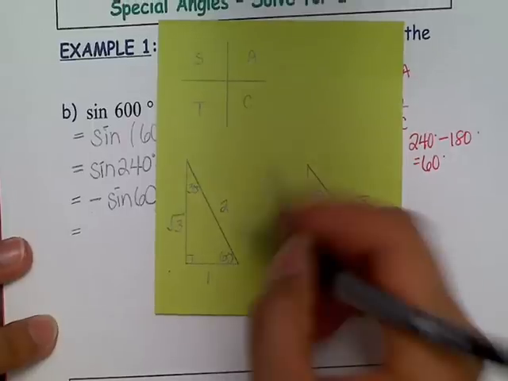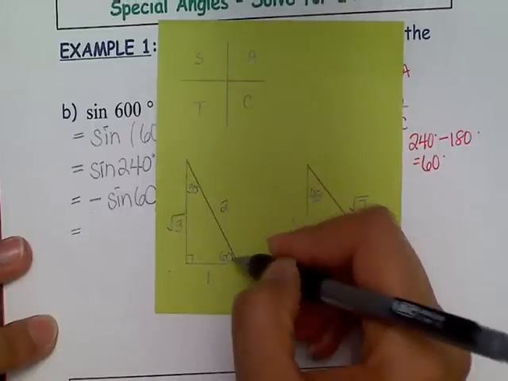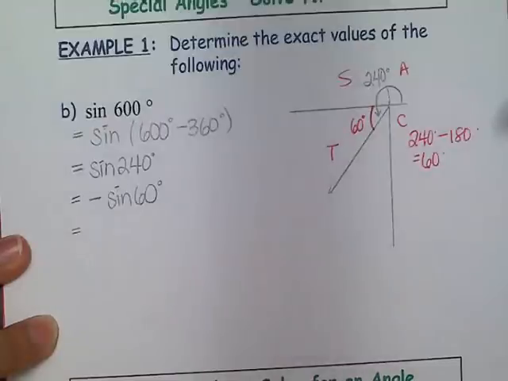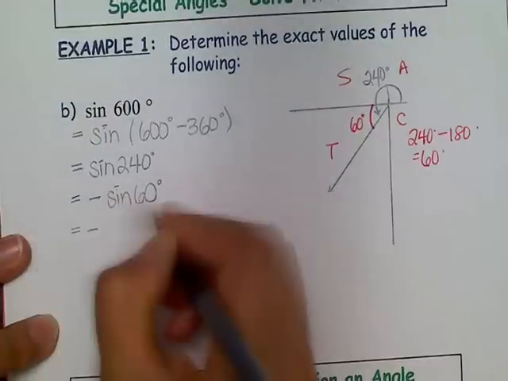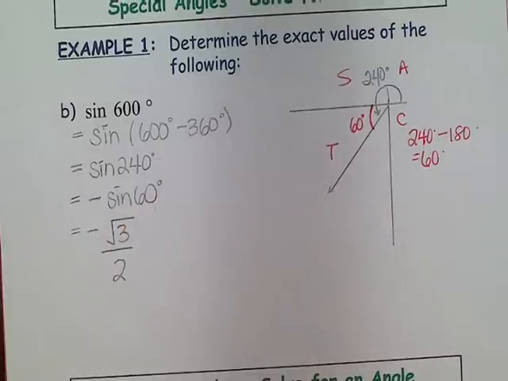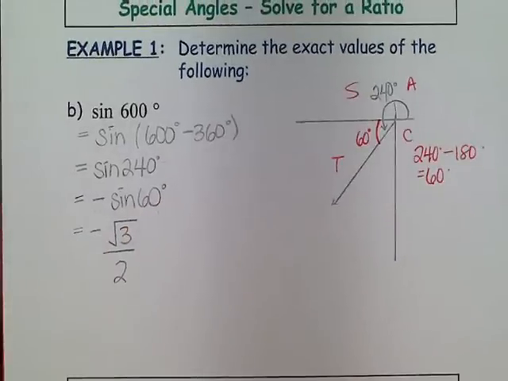Now I can use the special triangles again. And so because I'm looking at a 60 degree angle, I'm going to look at the 30, 60, 90 triangle. And so I'm looking at the sine of 60 degrees. So I'm looking at opposite over hypotenuse to figure out the sine of 60 degrees. And that gives me root 3 over 2. So the negative is still there, and I get negative root 3 over 2.